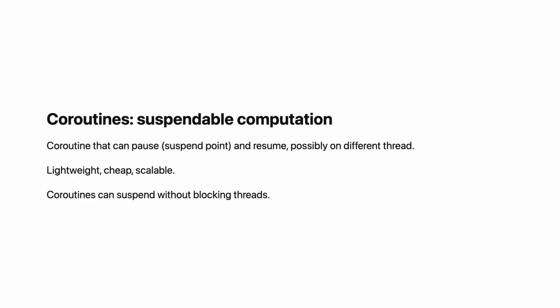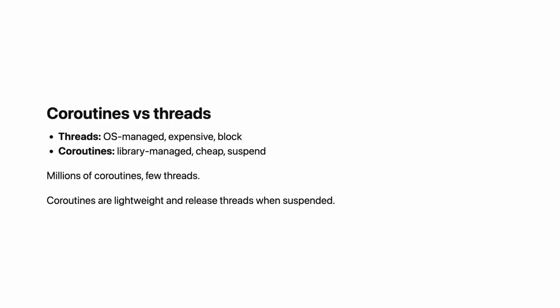Think of coroutines as lightweight threads, but technically they are different. They cooperate rather than being preempted. Threads are OS managed. The OS schedules them. The OS context switches them. Coroutines are library managed. Kotlin's coroutine library suspends and resumes them. No OS involvement for suspension.